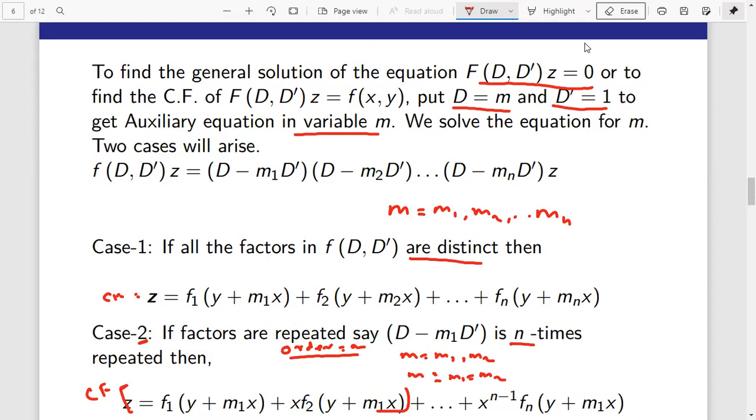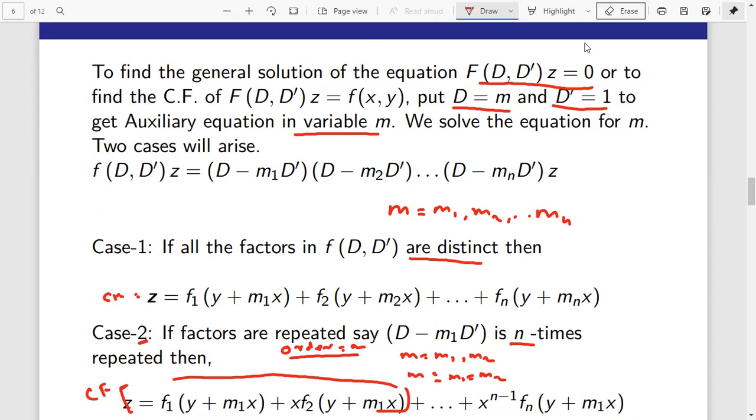So this is only for order 2. Suppose order 3, there is one more term extra. In here, n minus 1, n equal to 3, so 3 minus 1 is 2, that is x square. So another term will be x square f3 of y plus m1 x, because all 3 roots are equal. Up to this you want to finish. This is the procedure to find the complementary function.